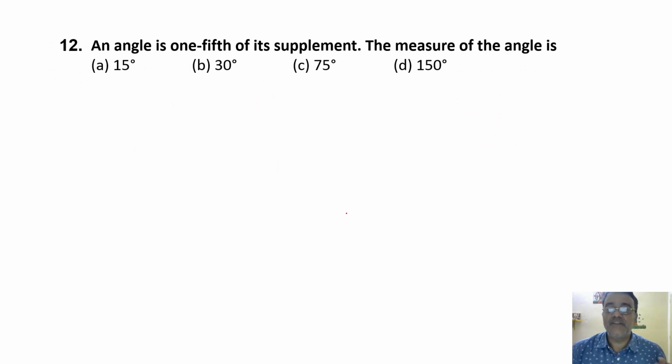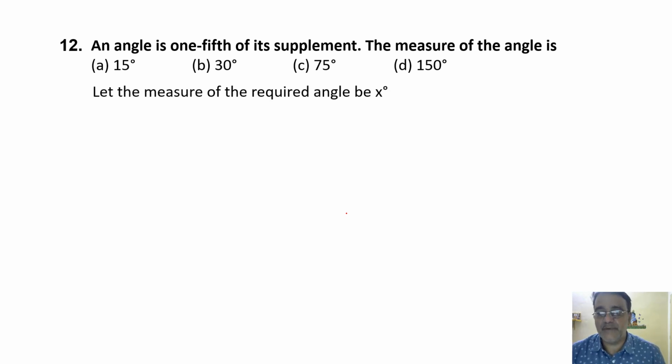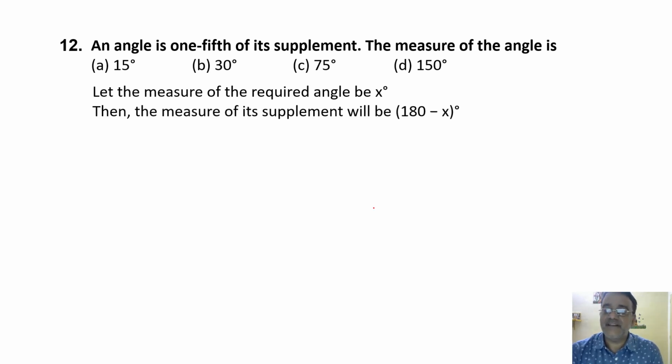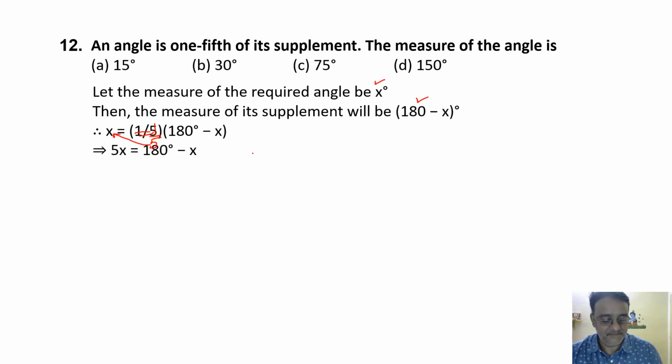An angle is 1/5 of its supplement. The measure of the angle is dash. So let the angle be x. And what is the supplement of angle x? 180. Right, very good. 180 minus x. And according to the given condition, this angle is 1/5 of this angle. So ये एक्चुअल में अगर ठीक से लिखे तो 1/5 ऐसे लिखेंगे. So 5 को इधर क्रॉस मल्टीप्लाई करो. So it will become 5x is equal to 180 minus x.